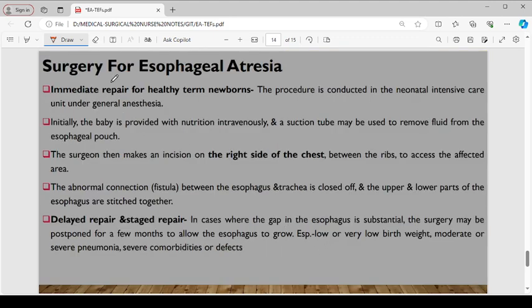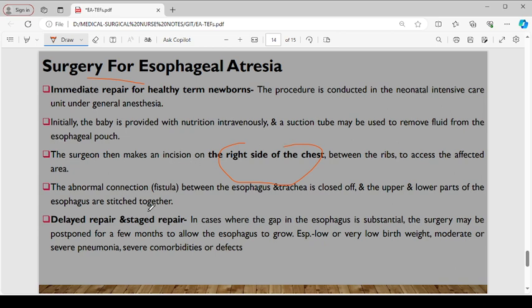Well, surgery is the main treatment in this case. It could be immediate repair for healthy babies, where this procedure will be conducted in a neonatal intensive care unit under general anesthesia. So initially the baby can be provided with nutrition intravenously, and a suction tube may be used to remove fluid from the esophageal pouch. Then the surgeon will make an incision on the right side of the chest between the ribs, just to access the affected area. The abnormal connection between the esophagus and the trachea will be closed off, and the upper and lower parts of the esophagus will be stitched together.